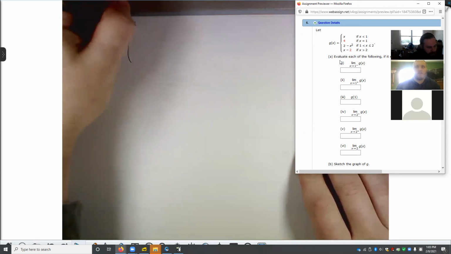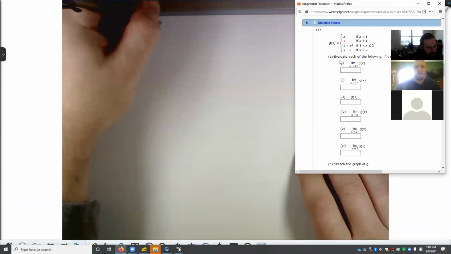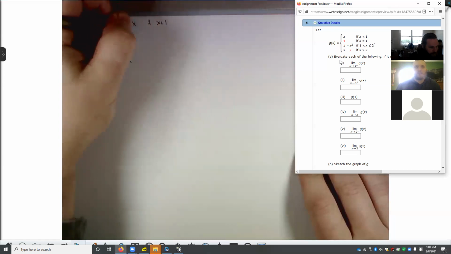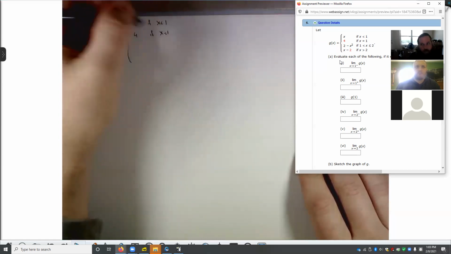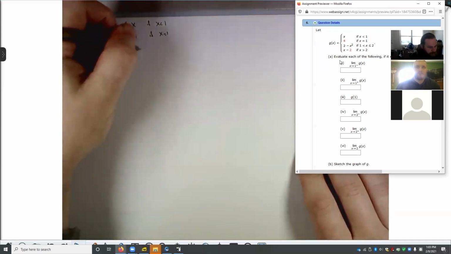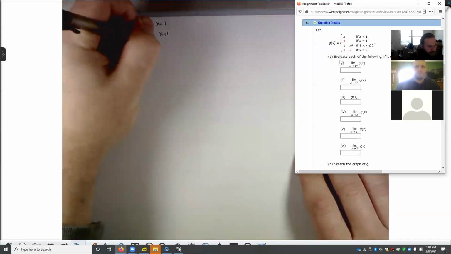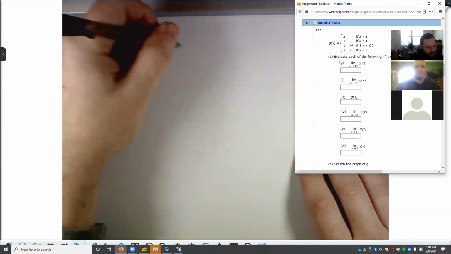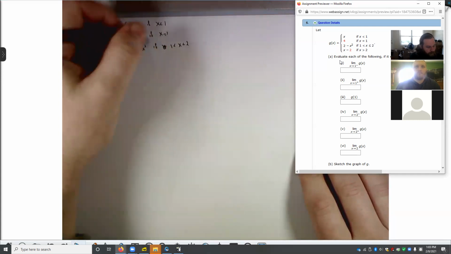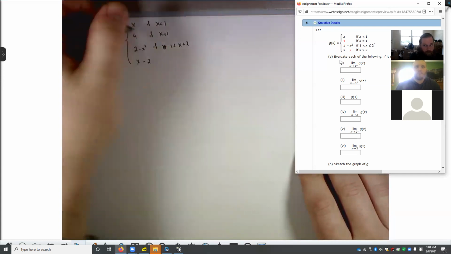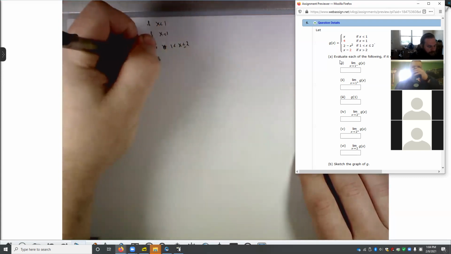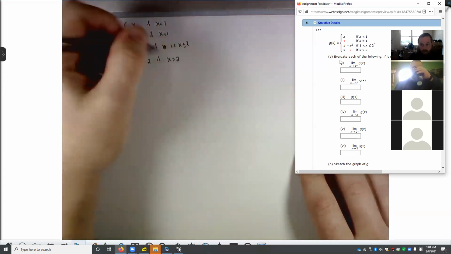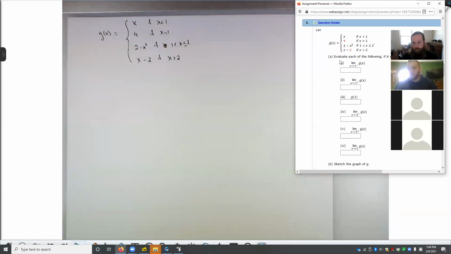It's x if x is less than 1. It's 4 if x is exactly equal to 1. It's 2 minus x squared if 1 is less than x is less than 2. And it's x minus 2. Oh, sorry. There's another 5. It's just x minus 2 if x is greater than 2.